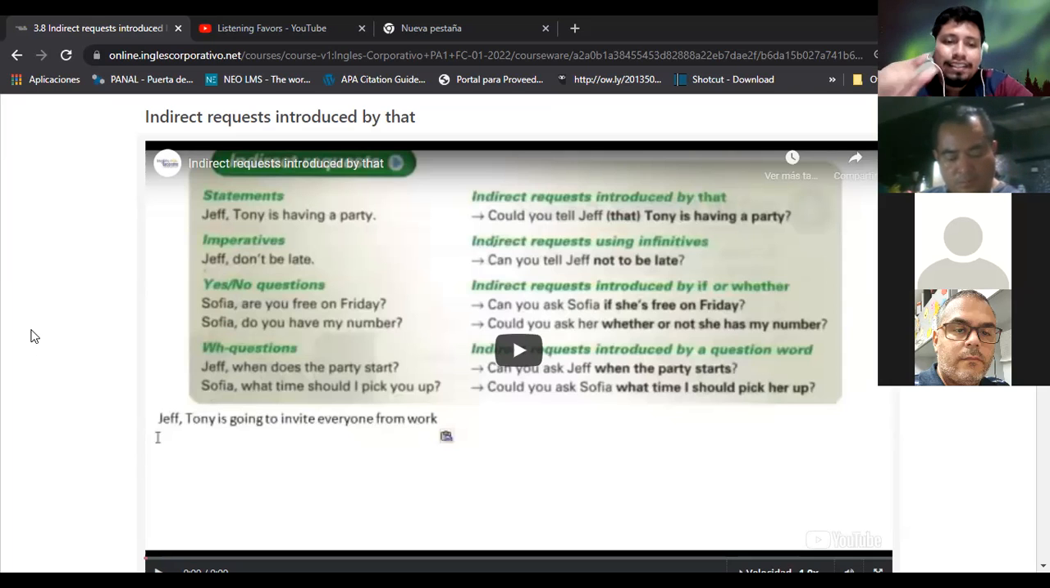Now, check this out. We have something that is called imperative. ¿Qué conocemos nosotros por imperativos? ¿O qué entendemos nosotros por imperativo? ¿Saben qué es un imperativo? ¿Tienen una idea?